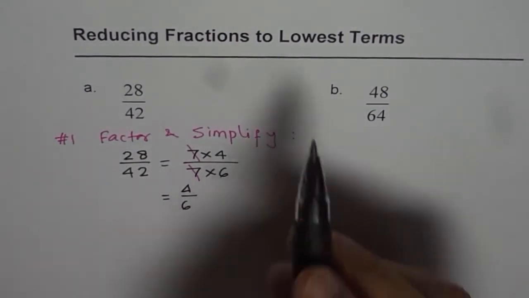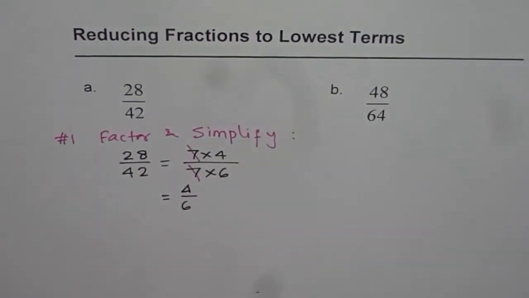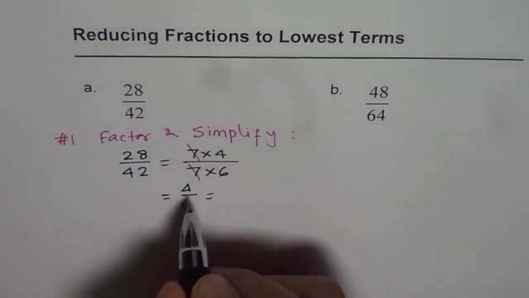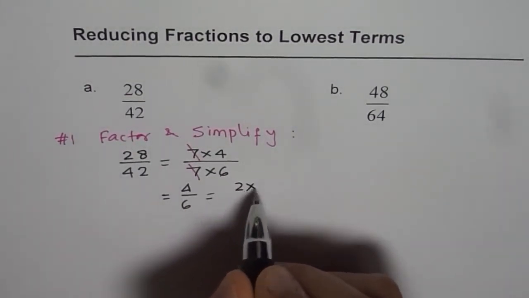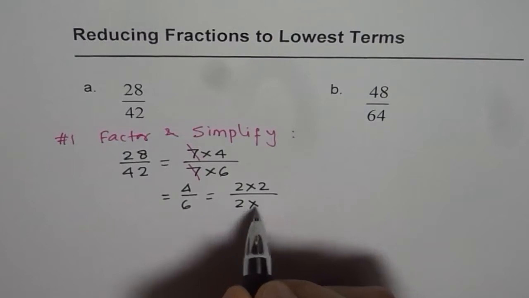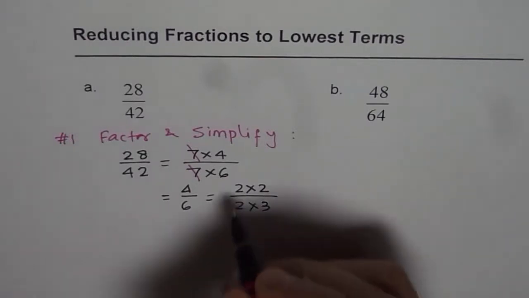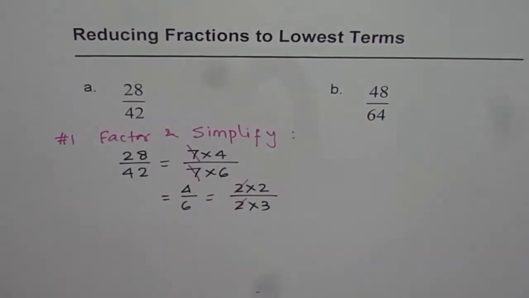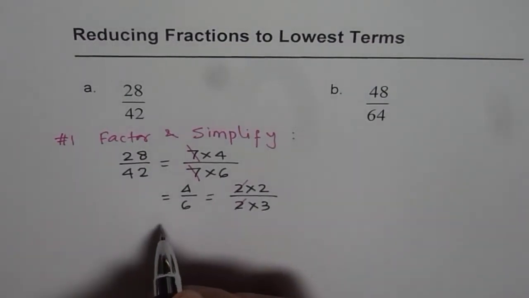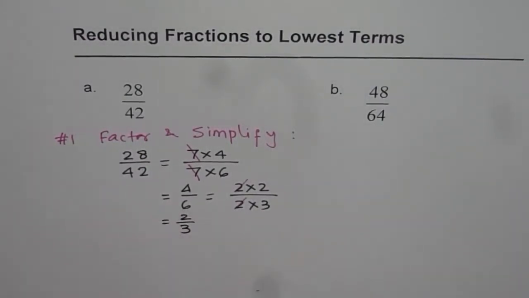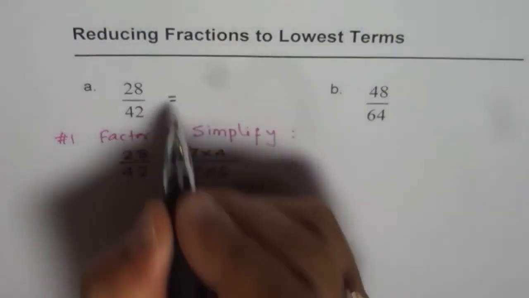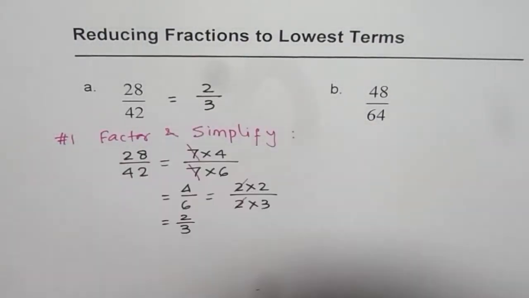When we say lowest terms, we mean the only common factor should be 1, no other factor. Let's check this out. 4 over 6 could be written as 2 times 2 over 2 times 3. We still have a common factor, 2. So we cancel this 2 out, and we are left with 2 over 3. So 28 over 42 in lowest terms is equal to 2 over 3.